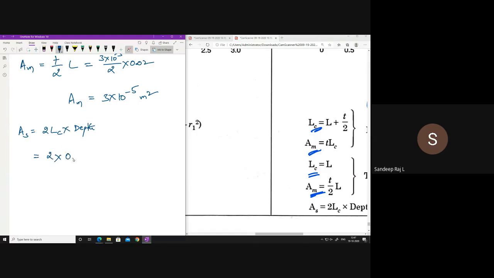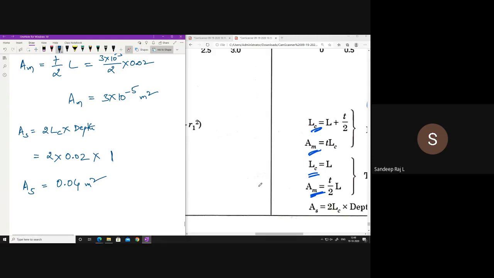Lc is nothing but L here, 0.02 into the depth. Anyways, you will take it as 1 because it is not given in the question. So tell me what is As? 0.04 meters square. Fine. So done with everything else.